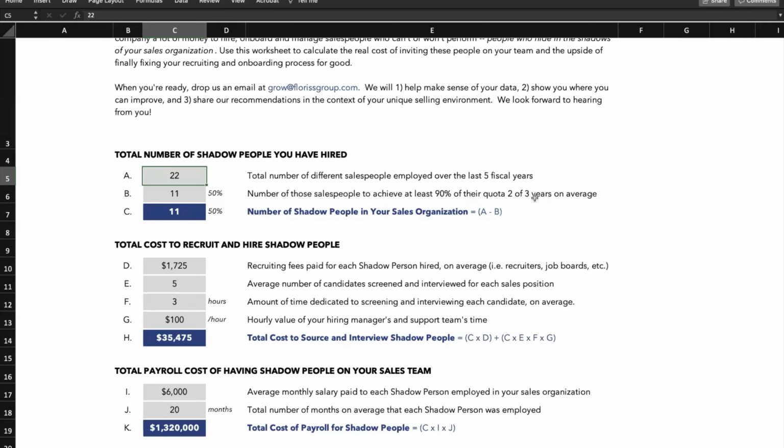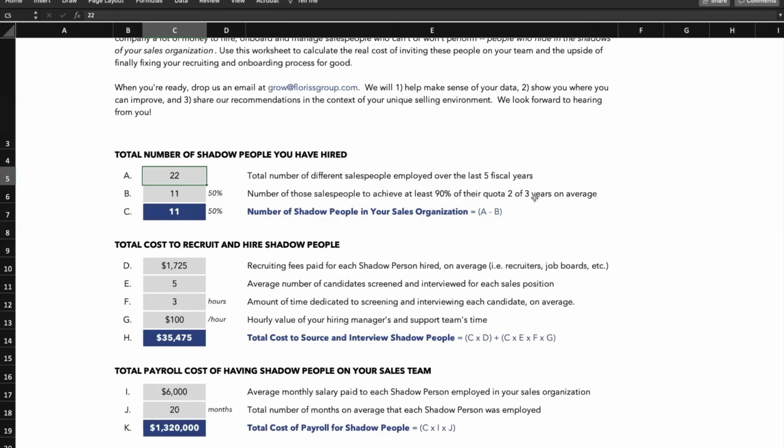So what was the total cost to recruit and hire those folks? We look at recruiting fees, so advertising fees, et cetera. I chose a small number. This might be an advertising budget for a few months to keep the numbers realistic. Average number of candidates screened and interviewed for each sales position. You typically want to screen and interview a large number for every person you hire. This is a relatively modest number. How many hours of time, et cetera. So we're looking at the total cost of recruiting those folks.